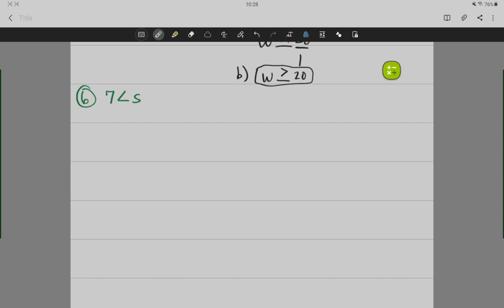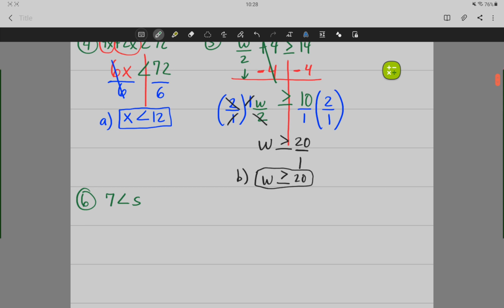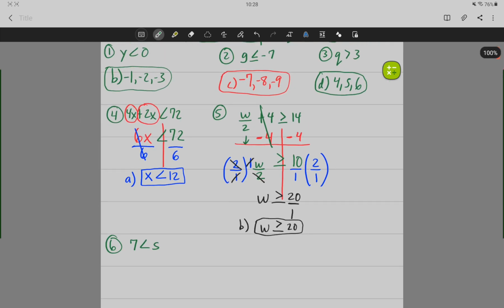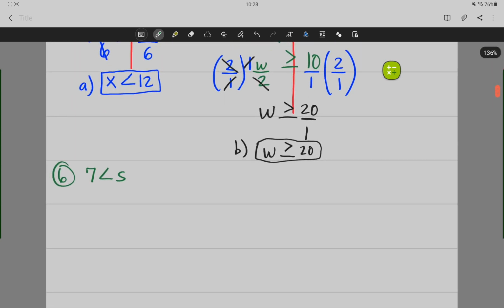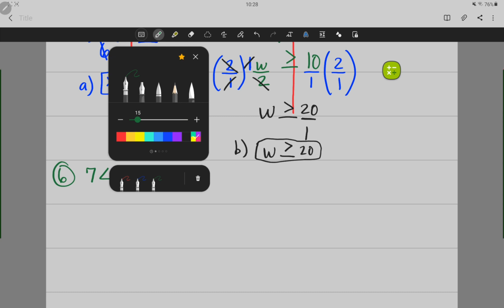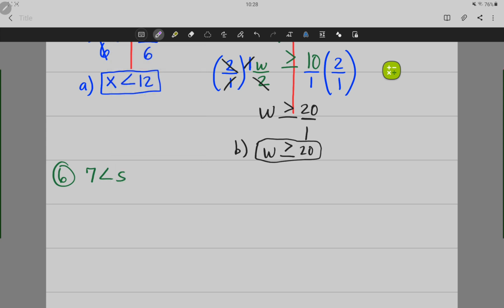Well, not that it's not solved already, but if you notice, let me just scroll up. If you look at every answer done so far, or actually the last two numbers, 4 and 5, what do you see? Okay, yes, you see a number, which is a constant. Yes, you see an inequality symbol. Yes, you see a variable, but where's the variable? Is it on the left or the right side? In number 6, the variable is on the right side.